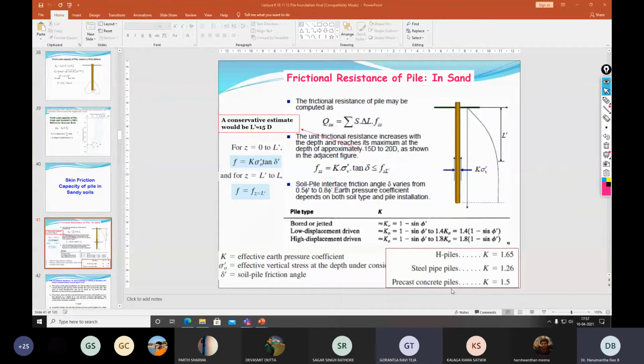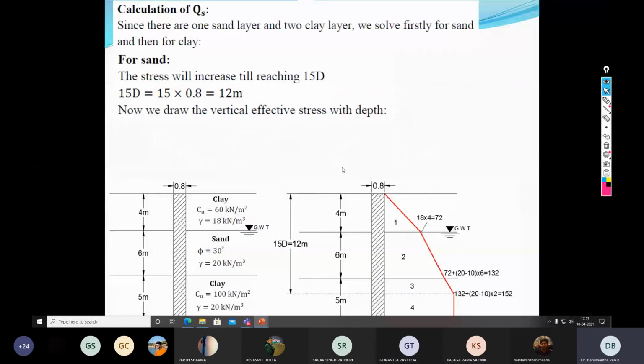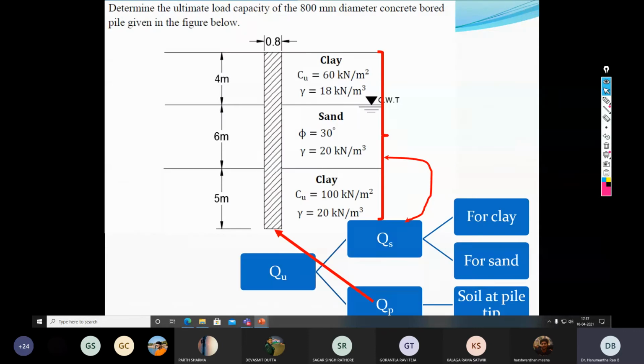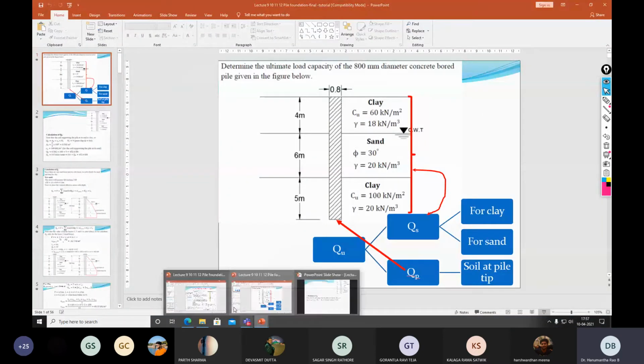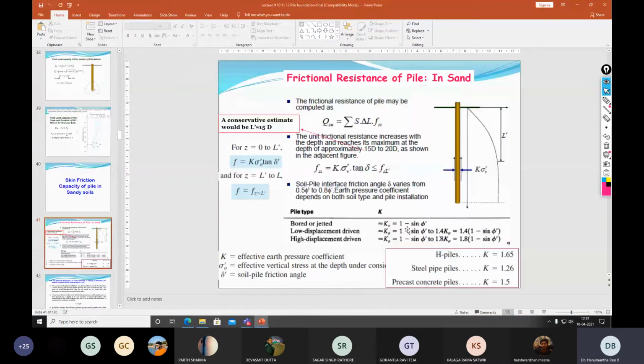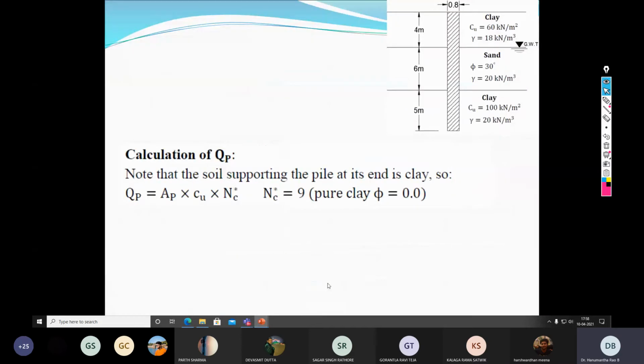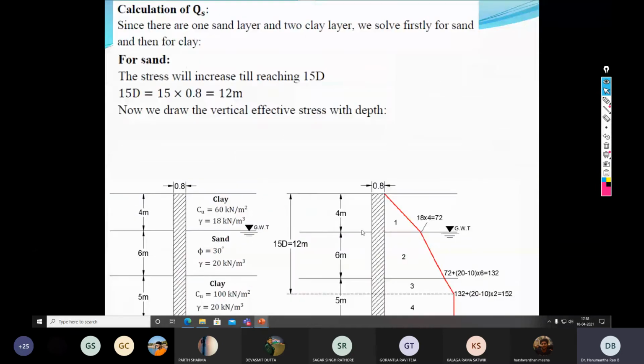Sir, in the question it is given bored, I think, sir. Is it a bored pile? Okay. Concrete bored pile. Okay, very good. So it is a bored pile, then accordingly you take the value. So you take K naught as 1 minus sin phi. So what is the value of K?